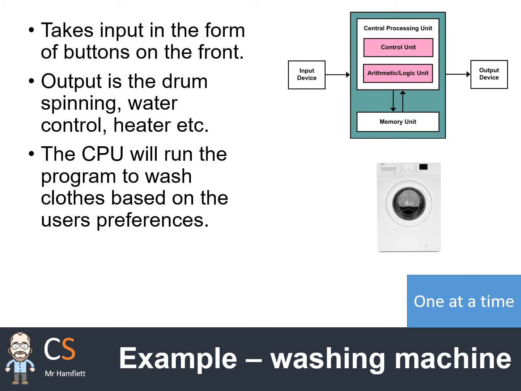The CPU is going to be running programs. That program is going to be controlling the water going in, when the drum should spin, when it should spin fast or slow, and all those things. So essentially it takes the entire wash cycle and makes sure it all runs as it should.